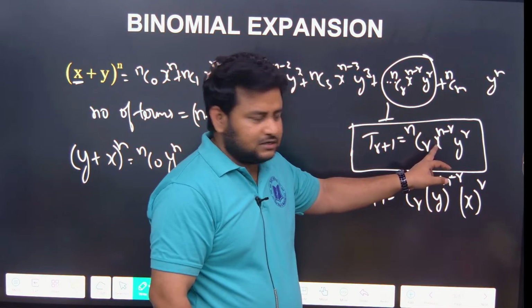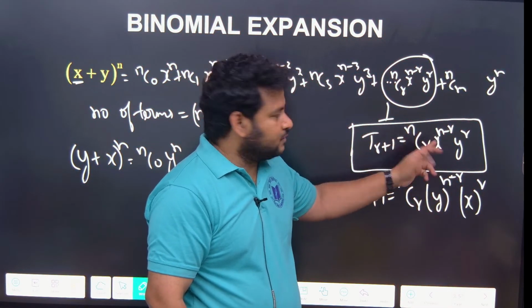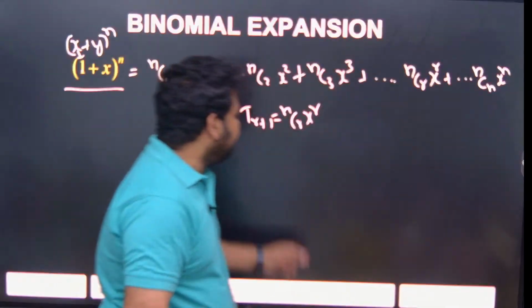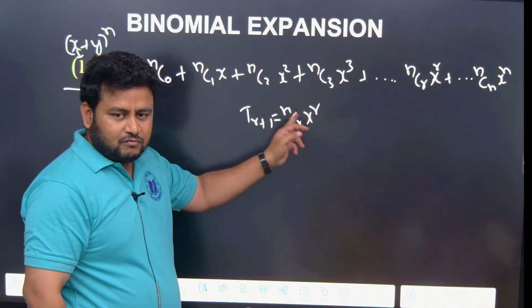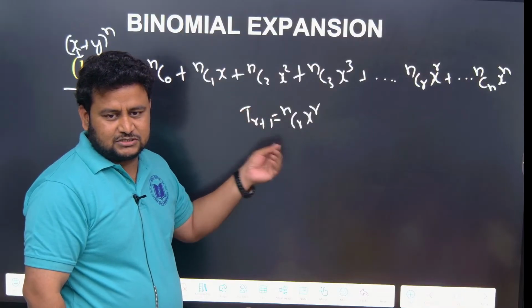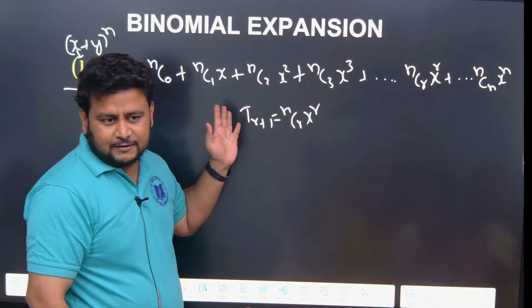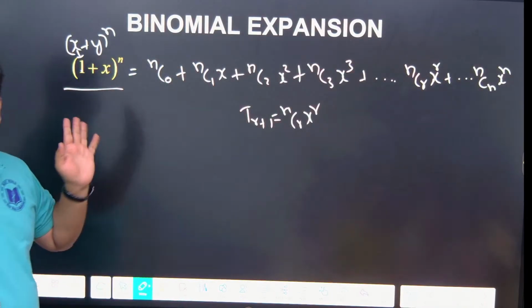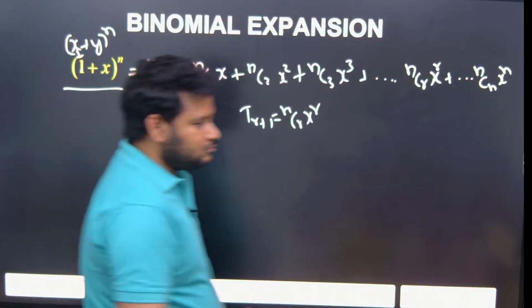Here the x value is 1. So 1 power n minus r is 1 itself. Instead of y, what are we having? x. So x power r we will get. If you compare this, instead of x we are having 1, and instead of y we are having x. So 1 power n minus r will be eliminated. Clear? This one you have to remember. Please make a note of it, because using this we will be solving a lot of questions.